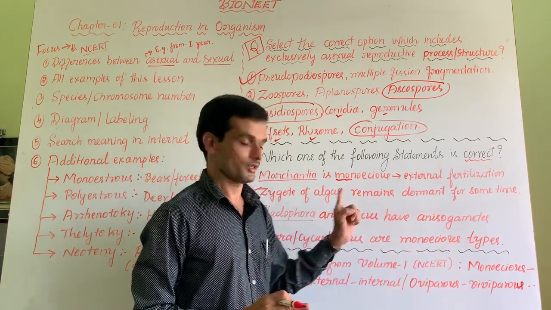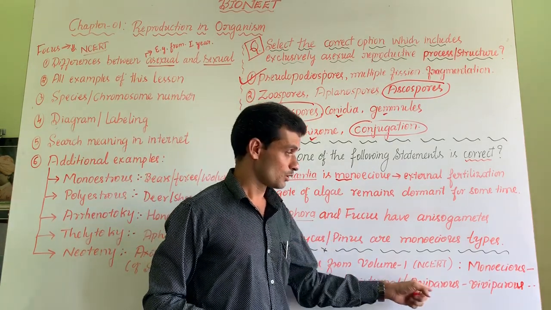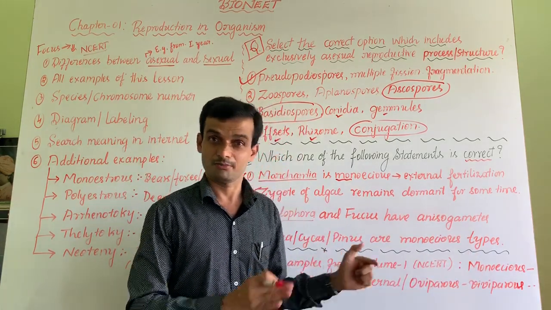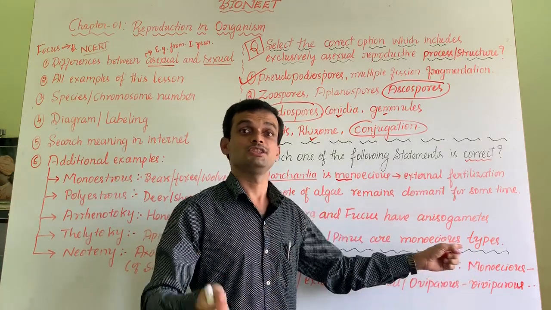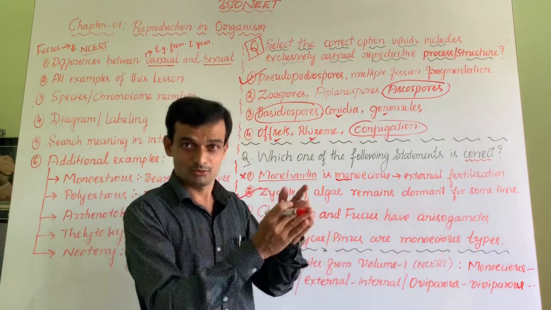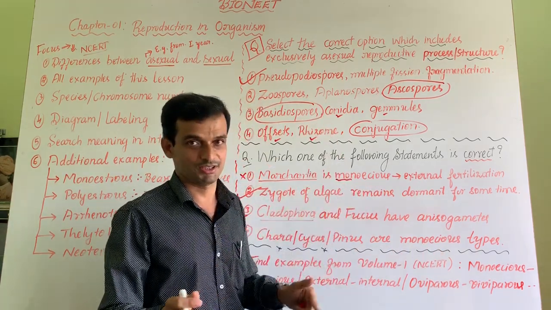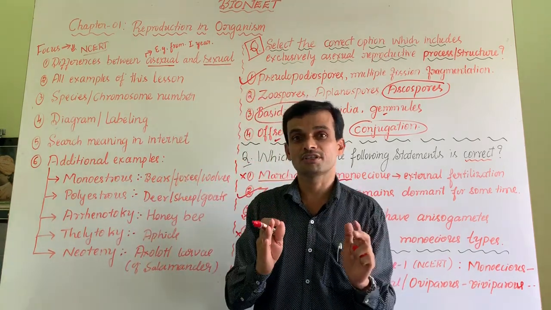Yes, that is monoecious. Dioecious, external fertilization, internal fertilization, oviparous, viviparous. From the animal kingdom, especially, we say this is viviparous, this is oviparous. This shows direct development, indirect development, external fertilization, internal fertilization. So it is necessary to make a separate table for this. This will help you to reduce any sort of confusion in a direct question.